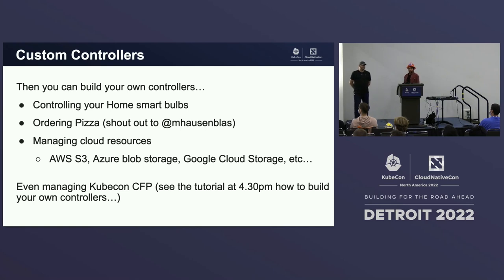And then you can also build your own custom controllers. For example, you can control your home smart bulbs. You can have a CRD that will have in its spec whether a lamp is turned on or turned off, and you can manage that through your Kubernetes cluster. You can also order pizza. Shout out to Michael Helsenblass for creating the pizza controller. So right now, there is a controller where you can order pizza using CRDs. Good luck trying that. And also, you can manage cloud resources. For example, AWS S3, Google Cloud Storage, or Azure Blob Storage. You can manage those through Kubernetes CRDs.